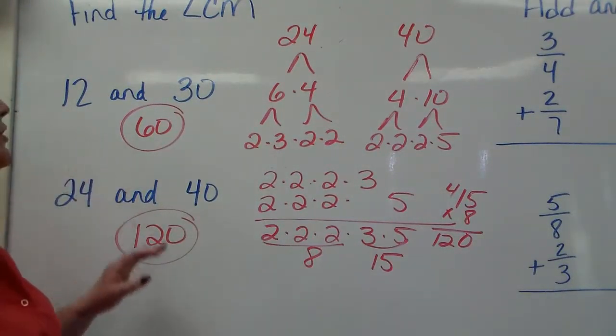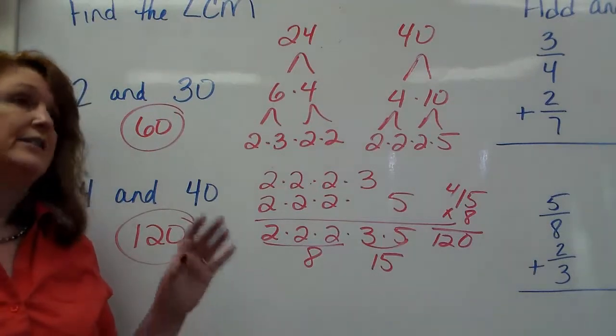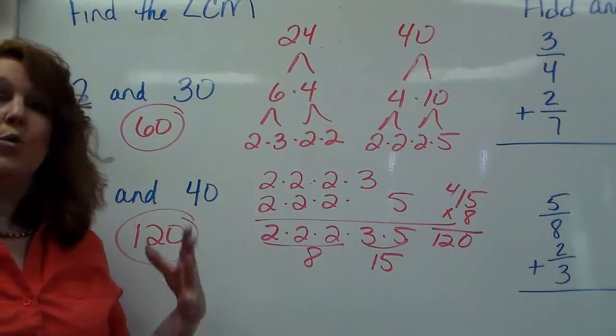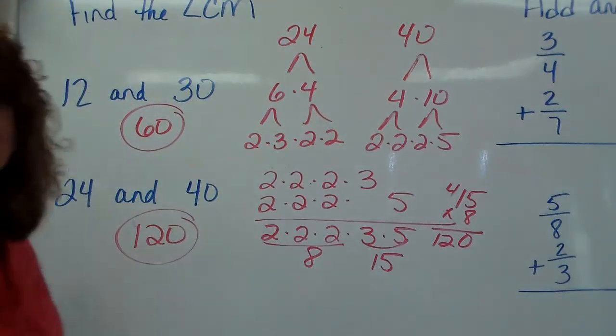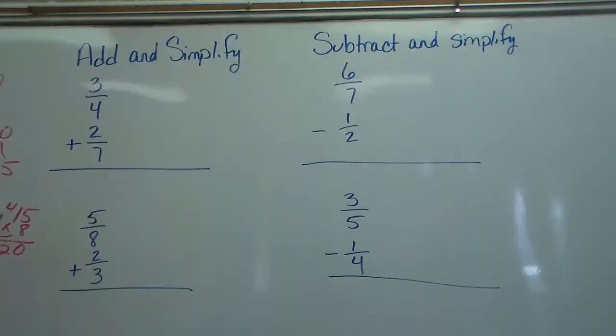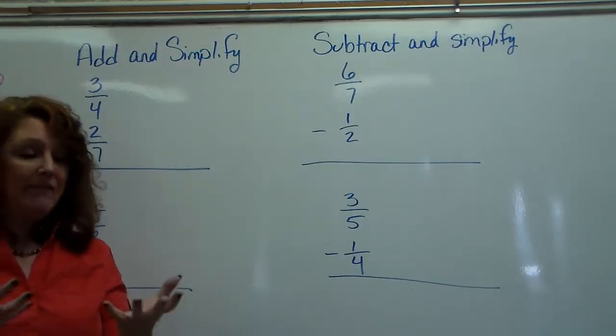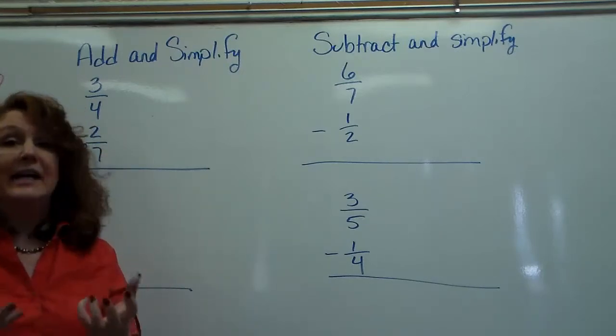We use least common multiples when we're trying to add and subtract fractions with large denominators. This helps us find the common denominators that we need. And now for adding and subtracting fractions. We need to find a common denominator anytime we add or subtract. We have to add apples to apples. Can't add apples and oranges.